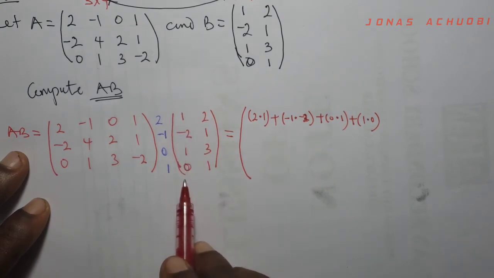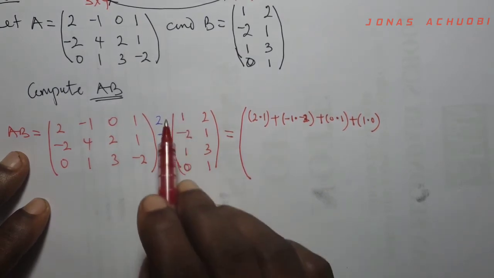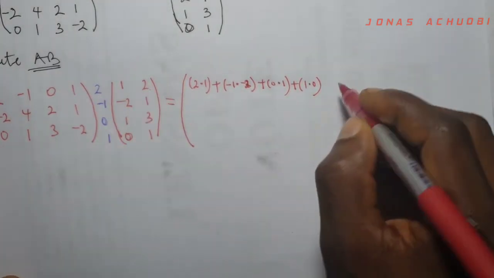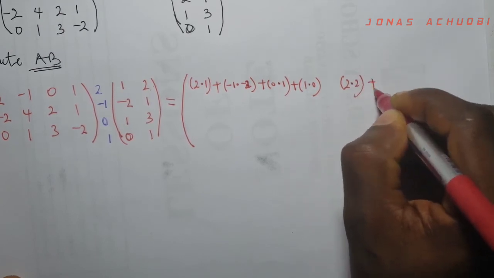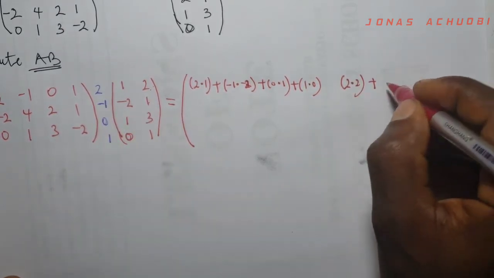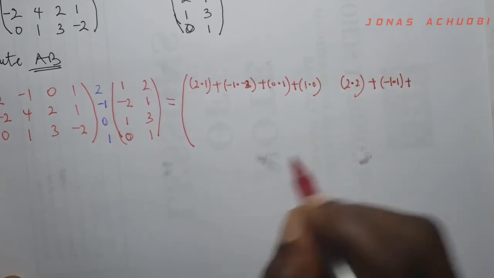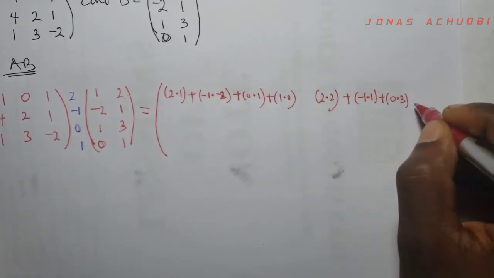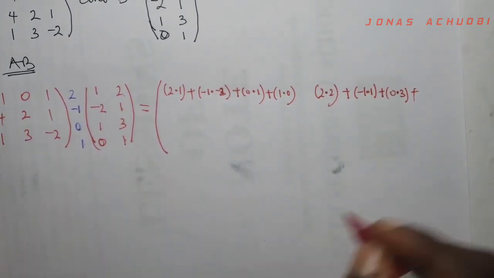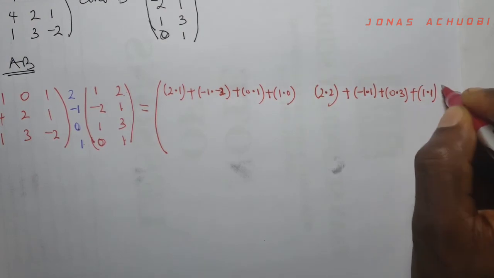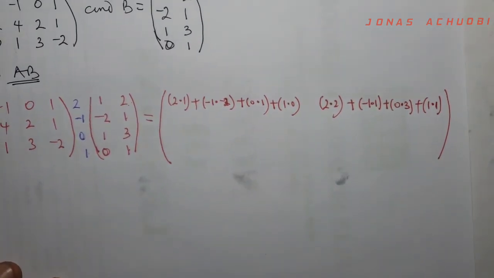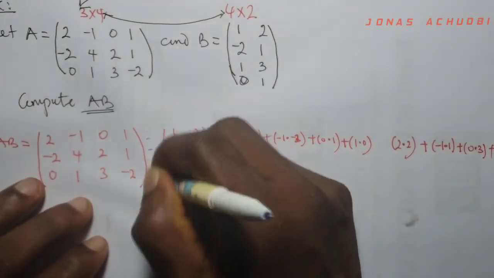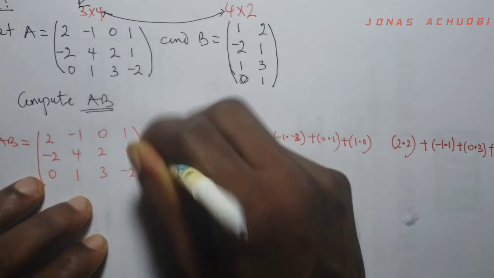I've exhausted all the entries in the first column of matrix B. And now move to the second column of matrix B. So 2 times 2 plus minus 1 times 1 plus 0 times 3. The last one plus 1 times 1. So I'm done with the first row of matrix A. So I now take off the entries of that row and bring in the next row.